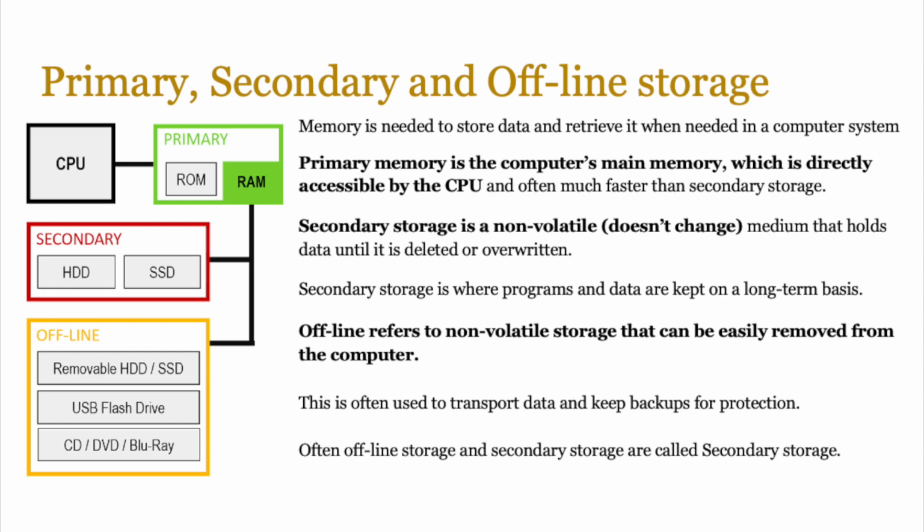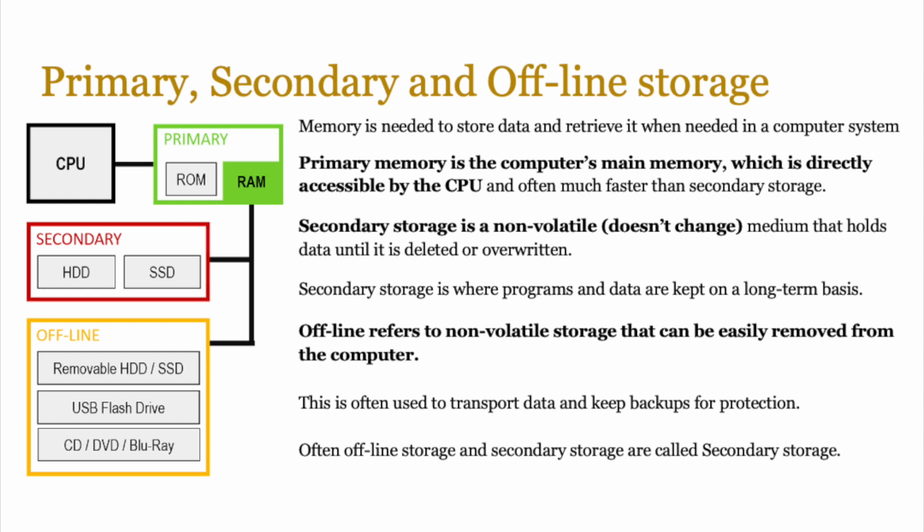Could you call it secondary memory? Of course you could. That's possible. However, we generally call it primary memory and secondary storage. Anyway, secondary storage is non-volatile, which means that it doesn't change. And this medium allows us to hold data until it's deleted or overwritten. Some types of primary memory can be volatile, for example, RAM. We'll look at all of that in a moment. However, secondary storage is always non-volatile. Secondary storage is where programs and data are kept on a long-term basis. So if you want to save something for weeks, months, years, that's where we'll go.